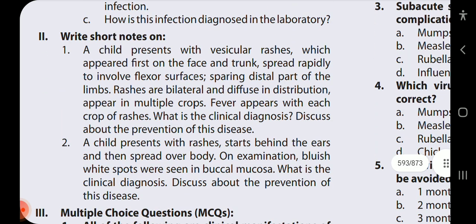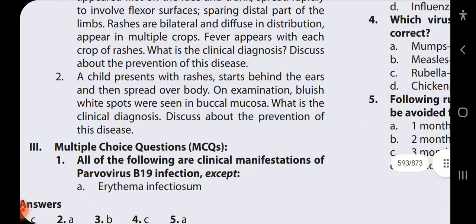Now, a child presents with vesicular rashes which appear first on the face and trunk, rapidly spread to involve flexor surfaces, sparing the distal part of the limbs. Rashes are bilateral and diffuse in distribution, and appear in multiple crops. Fever appears with each crop of rashes. Clinical diagnosis: it's a case of chickenpox, and the prevention also we can write.